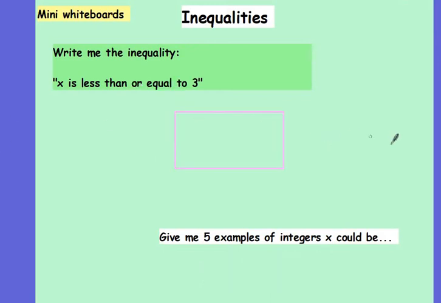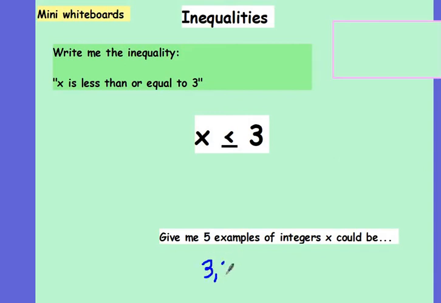How about now, pause the video, light blue books. Okay, I've got x is less than or equal to 3, so it's going to look like this. Bradley, can you give me 5 integers we could get this time? Indeed, we could have 3, 2, 1, 0, -1. This time we can include 3 because we've got half of that equal sign, but then any number less than 3.